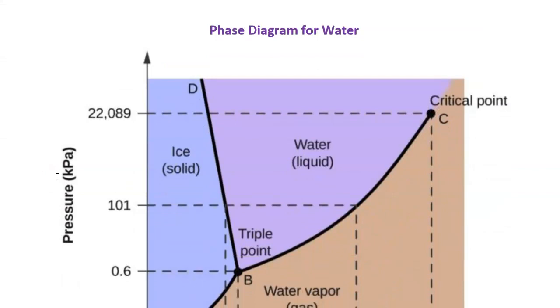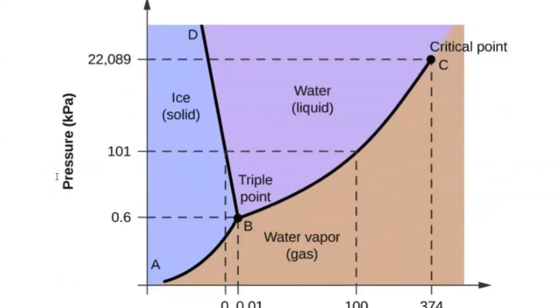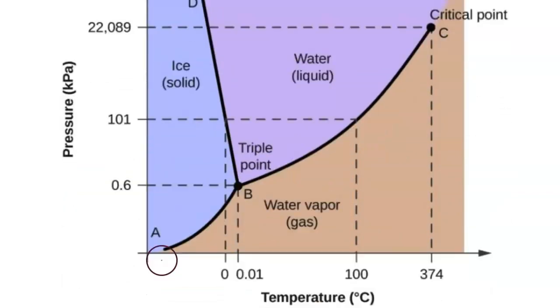Here is an example phase diagram. This one is for the substance water. Along the horizontal axis is temperature, being measured in degrees Celsius. The spot right here is where 0 degrees Celsius, the spot right here is 100, and so on. On the vertical axis is pressure, measured in kilopascals. This mark right here is 101 kilopascals. This up here is 22,000.